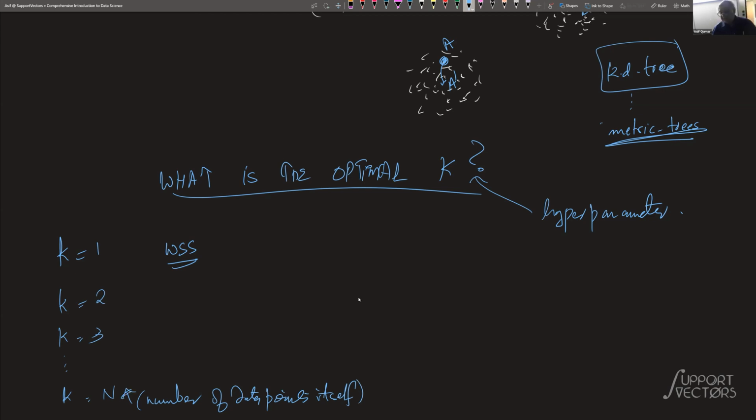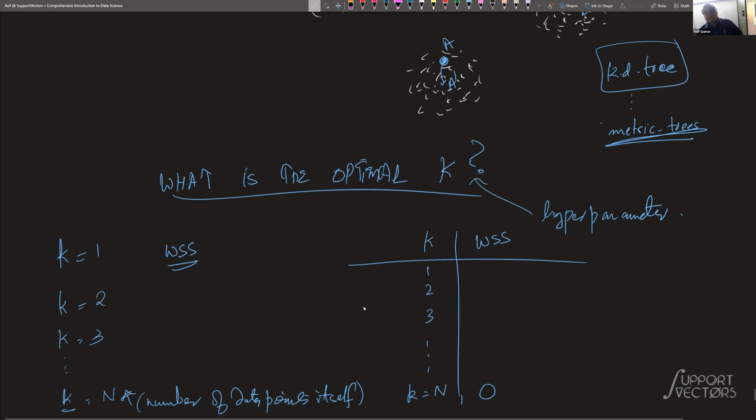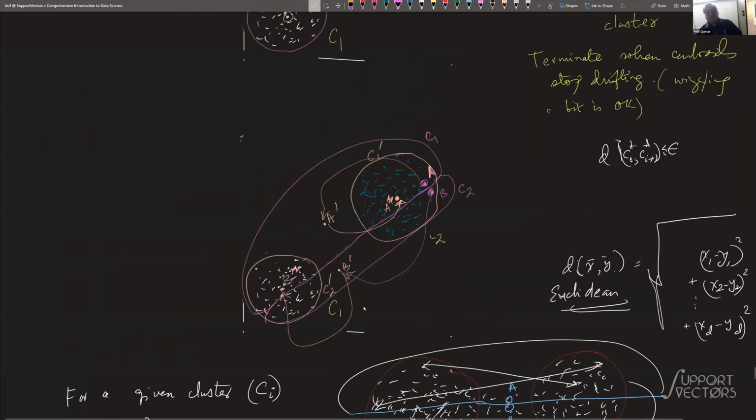Now, what you do is you create a table. You say K, and so 1, 2, 3, 4, 5, and you put WSS. Now, what would be the WSS associated with K is equal to N? 0, exactly. And for K is equal to 1, if you look at the cows and ducks, the WSS will be pretty appreciably large, isn't it? Because they are really 2 clusters. And so between them, if you think of them as galaxies, there's a lot of intergalactic distances, right?